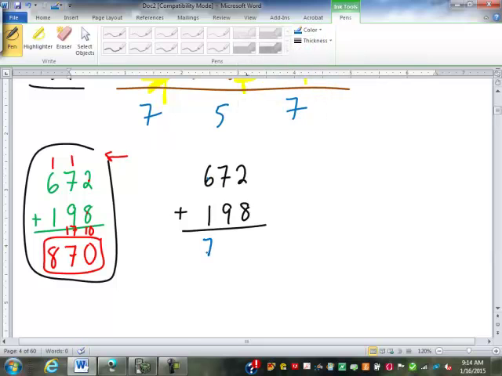6 plus 1 makes 7. 7 and 9 makes 16, drop the 1. 2 and 8 makes 10, so 0, drop the 1. 7 and 1 is 8, 6 and 1 is 7, and 0. You can see we get to the same answer. It's a little bit longer, but the main point is there isn't just one right way to do things.